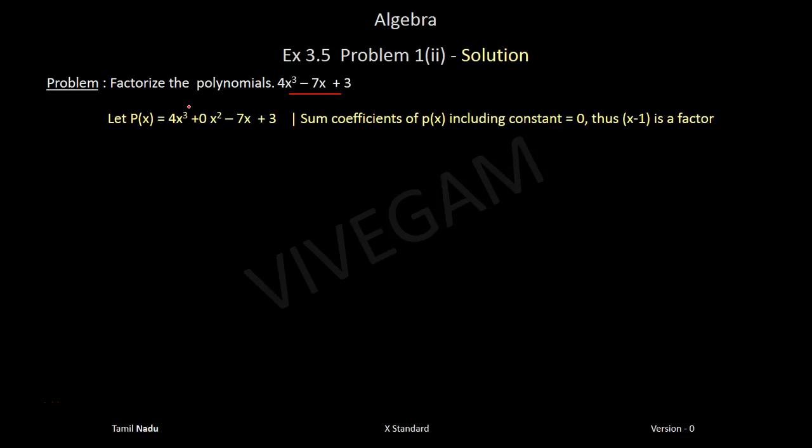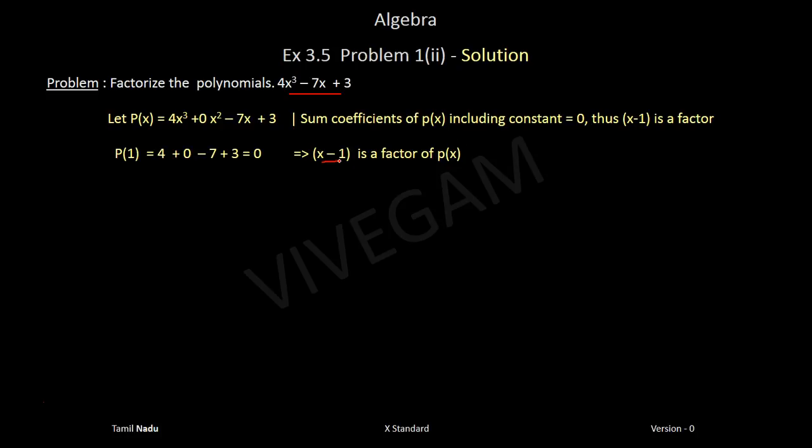Okay, so let p of x be the polynomial. I have made the correction here. For that I have introduced a 0 term for the x squared. So the polynomial will be 4x cubed plus 0x squared minus 7x plus 3. The sum of the coefficients of p of x, including the constant, is equal to 0. Thus x minus 1 is a factor. To check, let's find p of 1. That is 4 into 1 cubed is 4, 0x squared is 0, and minus 7 into 1 is minus 7, and 3 comes here as it is. So 4 plus 3 is 7, 7 minus 7 is 0, therefore x minus 1 is a factor.